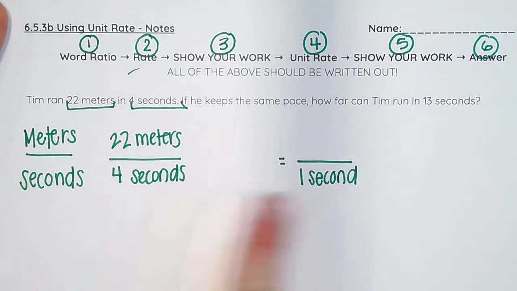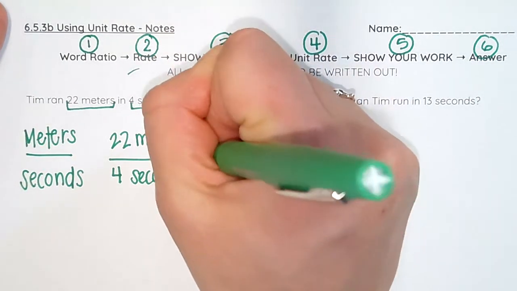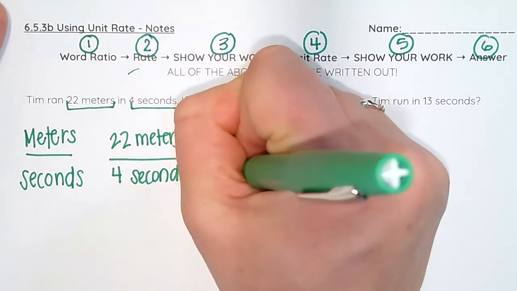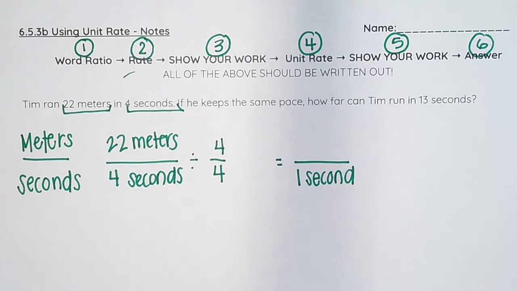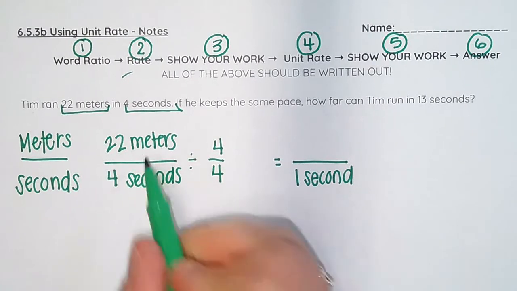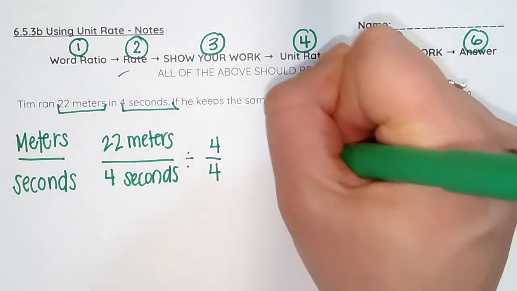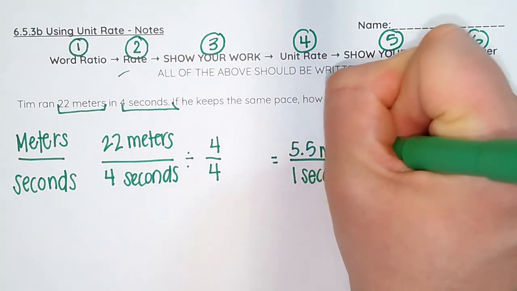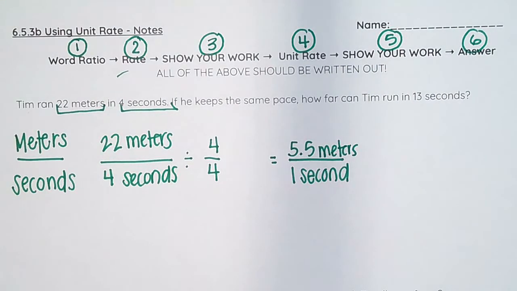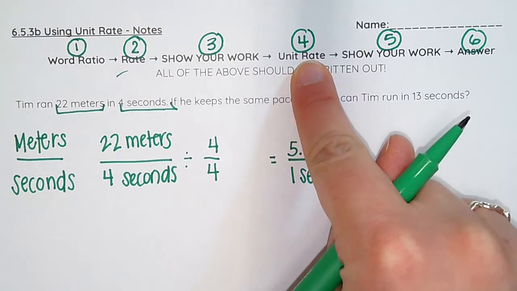To get from 4 to 1 second, I show my work, and in this case, I will divide both my numerator and my denominator by 4. 4 divided by 4 is 1. 22 divided by 4. Again, I can get out my calculator for this. We are able to use our calculators during this if you do not know that off the top of your head. 22 divided by 4 is 5.5 meters. Okay, so that was step 4. I have my unit rate.